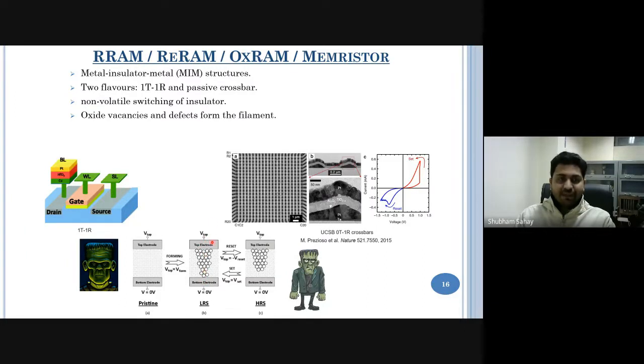So just by applying pulses, you can go from low resistance state to high resistance state, and high resistance state back to low resistance state. And the best part about this is, this filament growth and dissolution is controlled by applied electrical pulses, so you can actually tune it to any particular value.